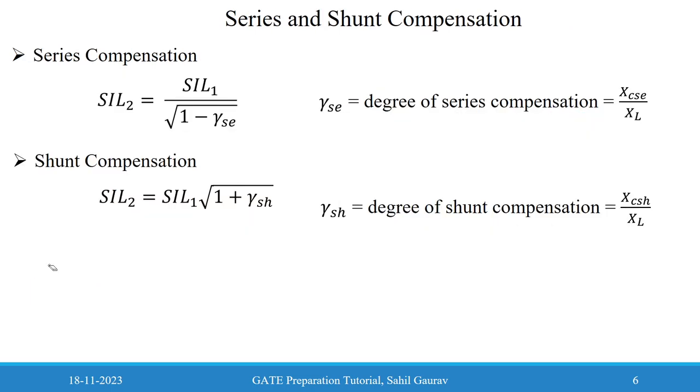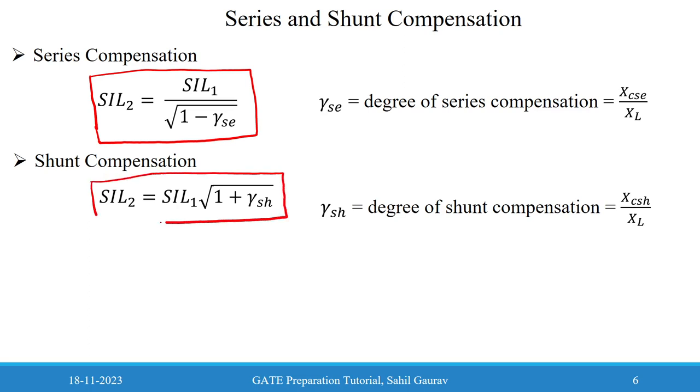Now let us see the series and shunt compensation. So if we have this degree of series compensation like this, the amount of series compensation with respect to the inductance part, this formula comes here. So we will see the question based on this series compensation and shunt compensation. And this is for shunt compensation. So the difference is that in shunt compensation it comes upward with a positive sign, whereas in series compensation it is divided by the previous value, with a negative term inside this under root part. So keep this in mind.